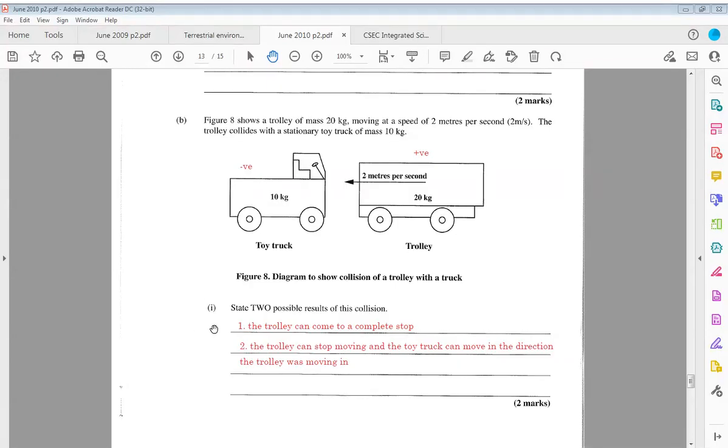So one, state two possible results of this collision. So remember we said we have elastic and inelastic collision, right? So the trolley can come to a complete stop, or two, the trolley can stop moving and the truck can move in the direction the trolley was moving in, because we have the transfer of energy in this case, right?